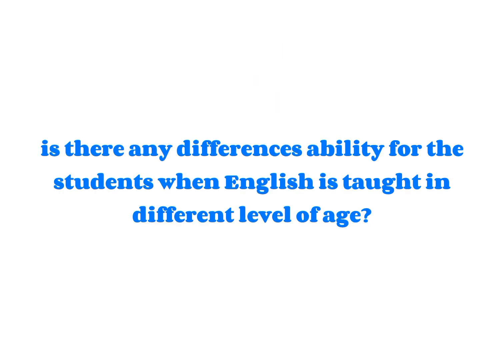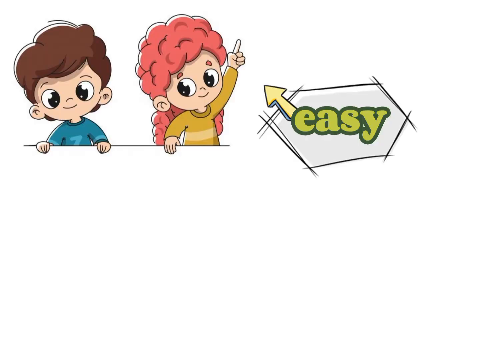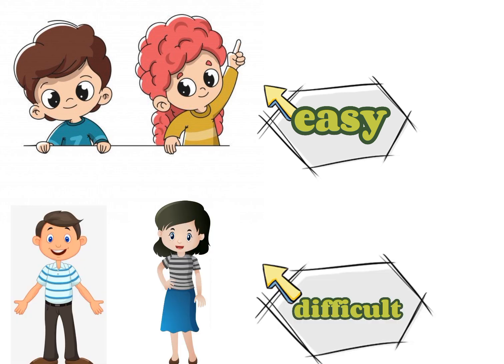Are there any differences in ability for the students when English is taught at different levels of age? Of course, there are differences in abilities when English is taught at different age levels. Early childhood will tend to be more adept at mastering a foreign language if they continue to be taught, because according to researchers, early childhood has a brain that is still flexible, so that they have the ability to learn many languages. But as they get older, their abilities will decrease.